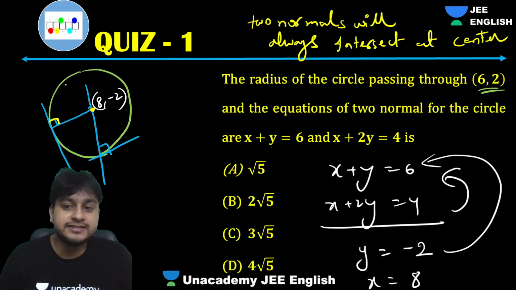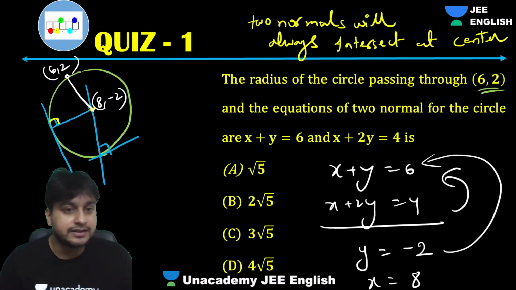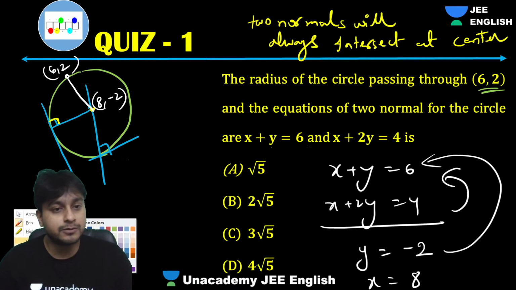Now guys, using distance formula, can I get the radius? This is 6 comma 2. Can we get the distance formula? Easy. Just use the distance formula, everyone.